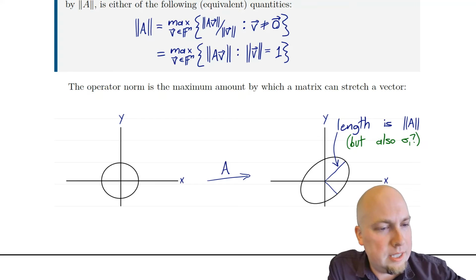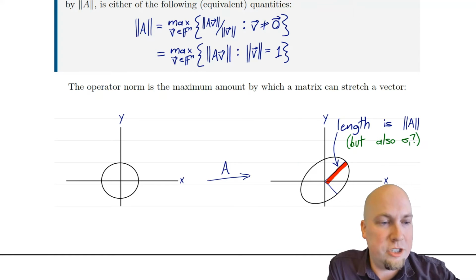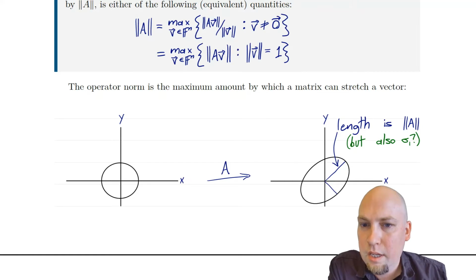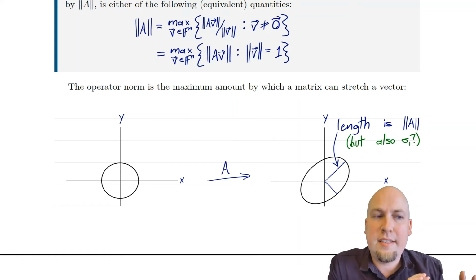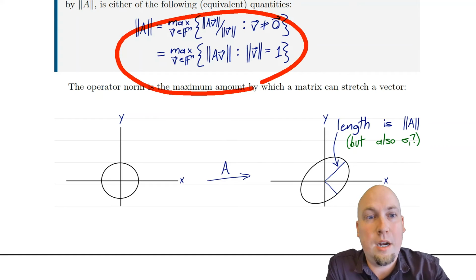We talked about how the different axes each have lengths equal to the different singular values. So this should be sigma 1, and this should be sigma 2. All right, so this seems to suggest that the operator norm is probably the largest singular value of the matrix. Okay, so the singular value decomposition is how we're actually going to compute this operator norm.